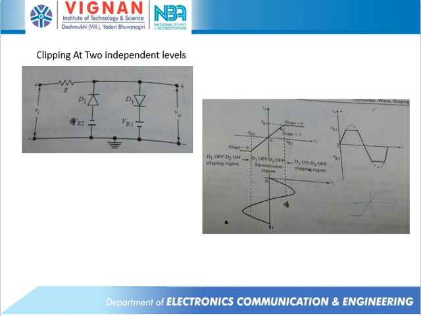And when our input Vi lies in between minus Vr2 and plus Vr1, during that phase both the diodes, D1 as well as D2, are under reverse bias, because for both the diodes the anode potentials are less than the cathode potentials, so both will act as an open circuit. Then the output we are getting is the same as our input, V0 equals Vi.